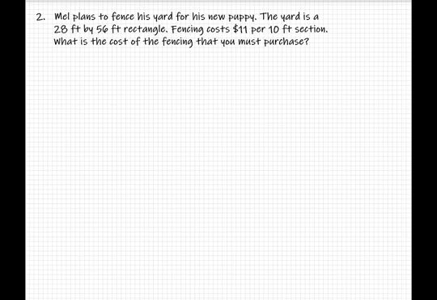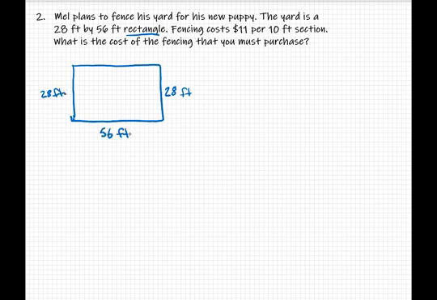Okay, so let's start off by visualizing the problem. Let's draw a nice simple rectangle here to represent the yard, and we're given that the yard is a rectangle. It's 28 feet on one side, and 56 feet on the other. So 56 and 56. Now, we're talking about fencing, right?